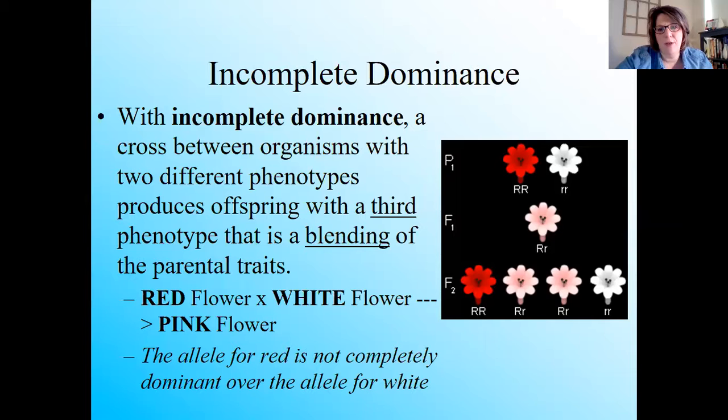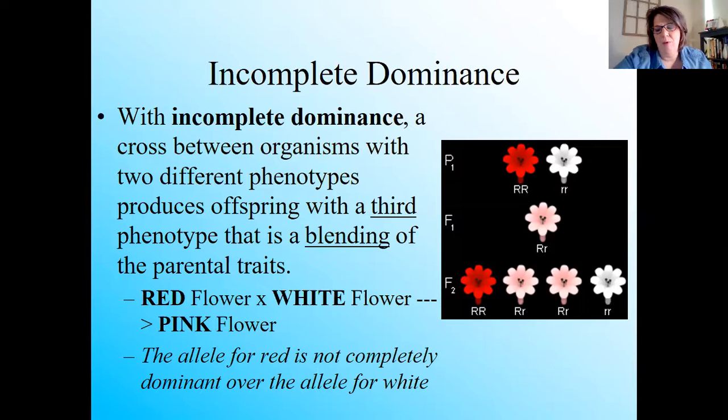If you look at the picture there, we've got a red flower and a white flower, and we've crossed them. If you've got a homozygous dominant with a homozygous recessive flower, red and white, when you cross them, you end up with a blend, a mix. And so it's pink. So in incomplete dominance, the heterozygous genotype always makes a blended phenotype. Does that make sense?